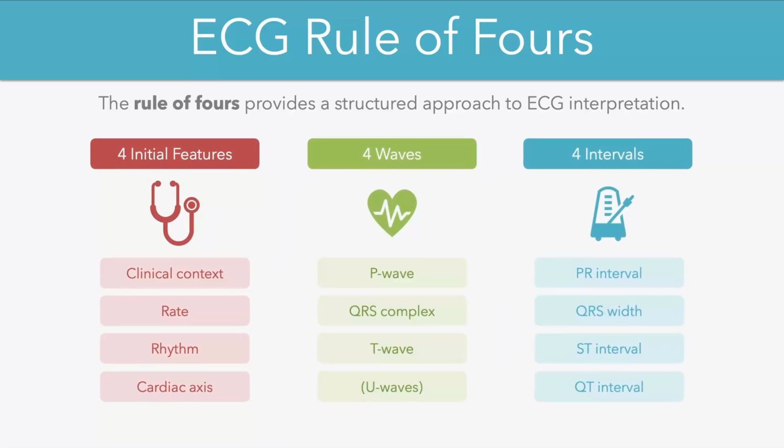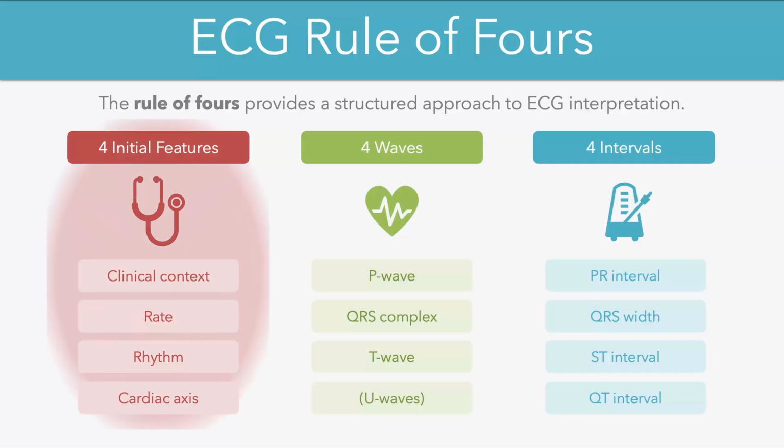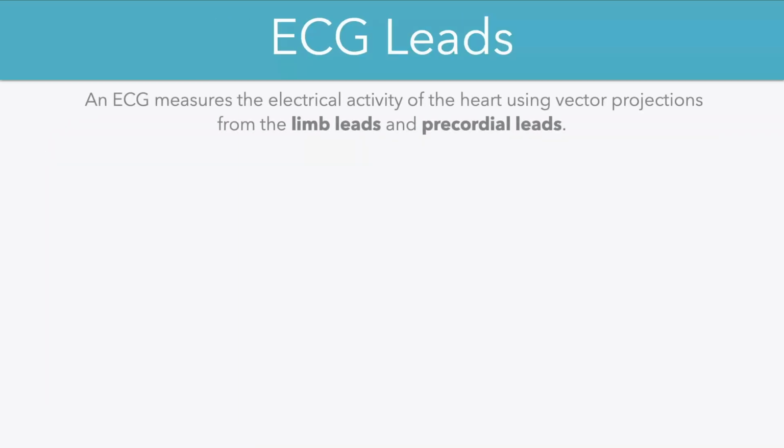Today we're going to be taking a look at a structured approach for interpreting an ECG using the rule of fours approach. In this video, we're going to be focusing on the four initial features, which involves taking a look at the clinical context, the rate, rhythm, and cardiac axis. Before we take a look at this in more detail, it's first worth understanding some basic principles surrounding ECGs.